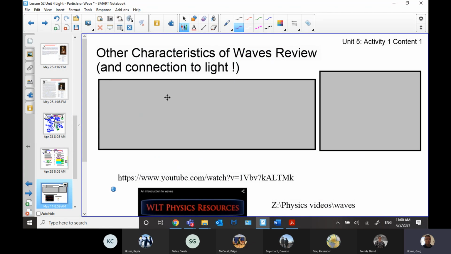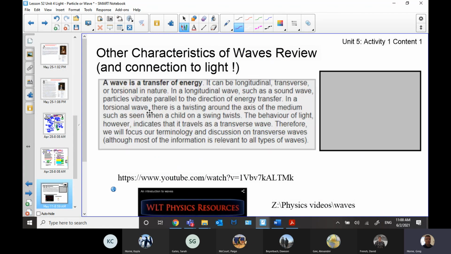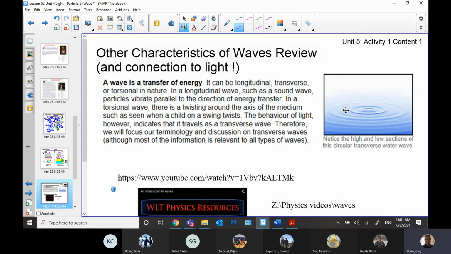Other characteristics of waves, review, and connection to light. So it's all about trying to think of what we know to do with waves, right? So we know waves can be longitudinal or transverse and all that, and they transfer energy through a material and so on.